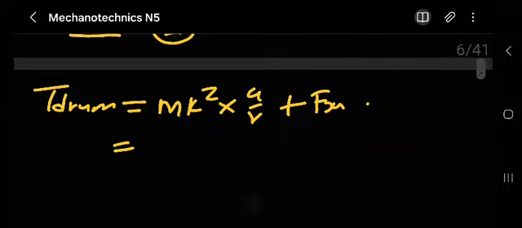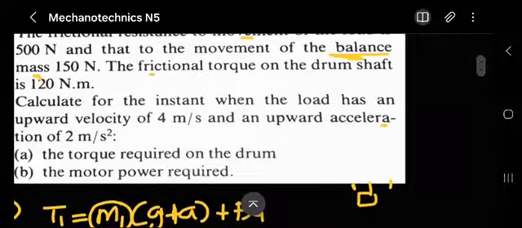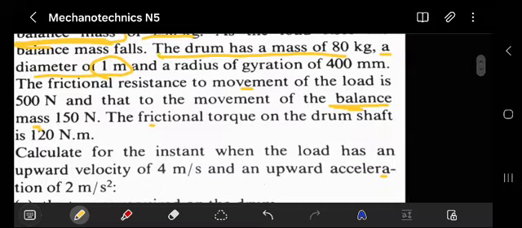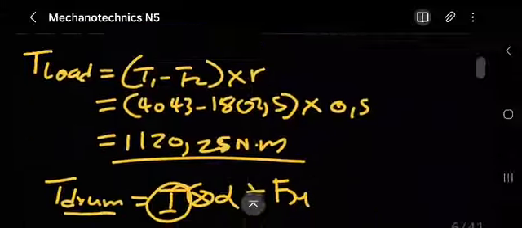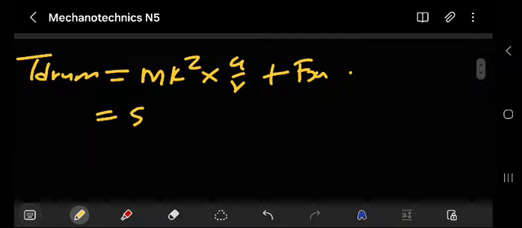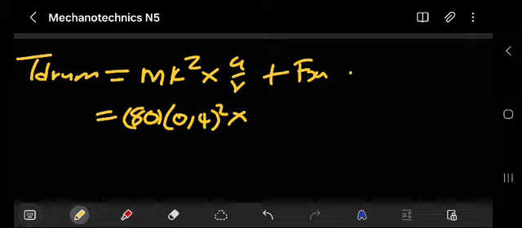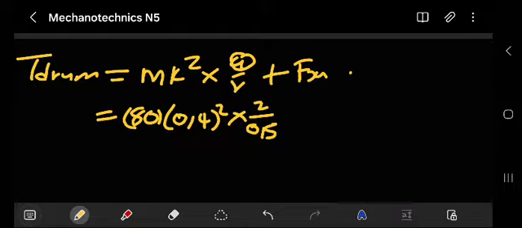What is the mass of the drum? The drum has 8 kg and a diameter of 1 meter, and the radius of 100 millimeter. Alright. The mass is 8. The acceleration we know is 2. The radius you have seen is 0.5, which is a half, plus the friction on the drum.